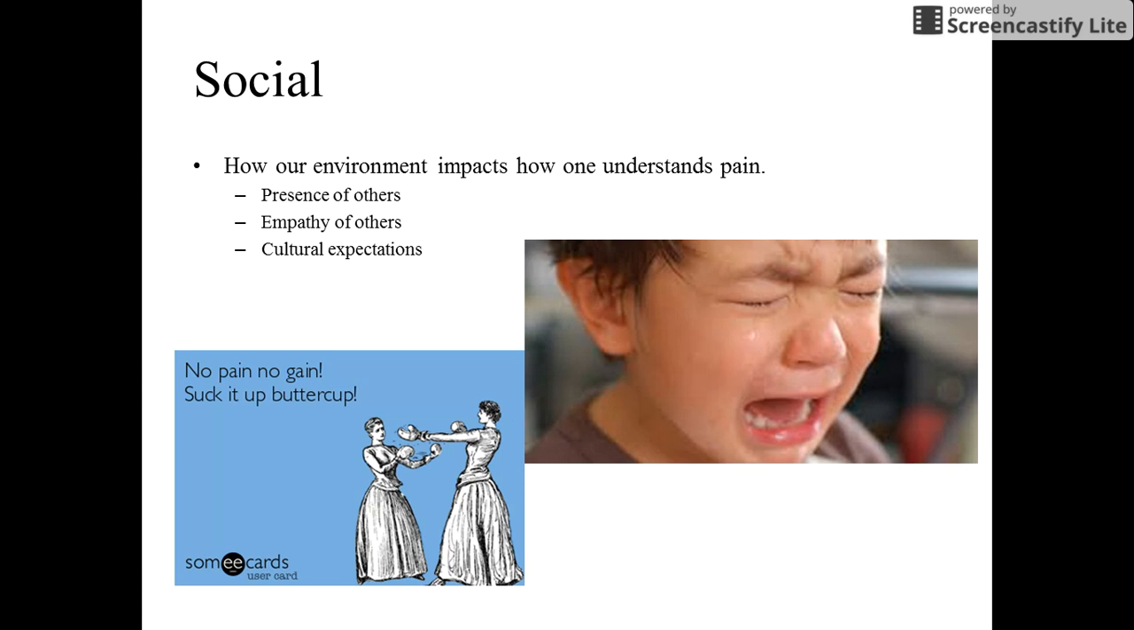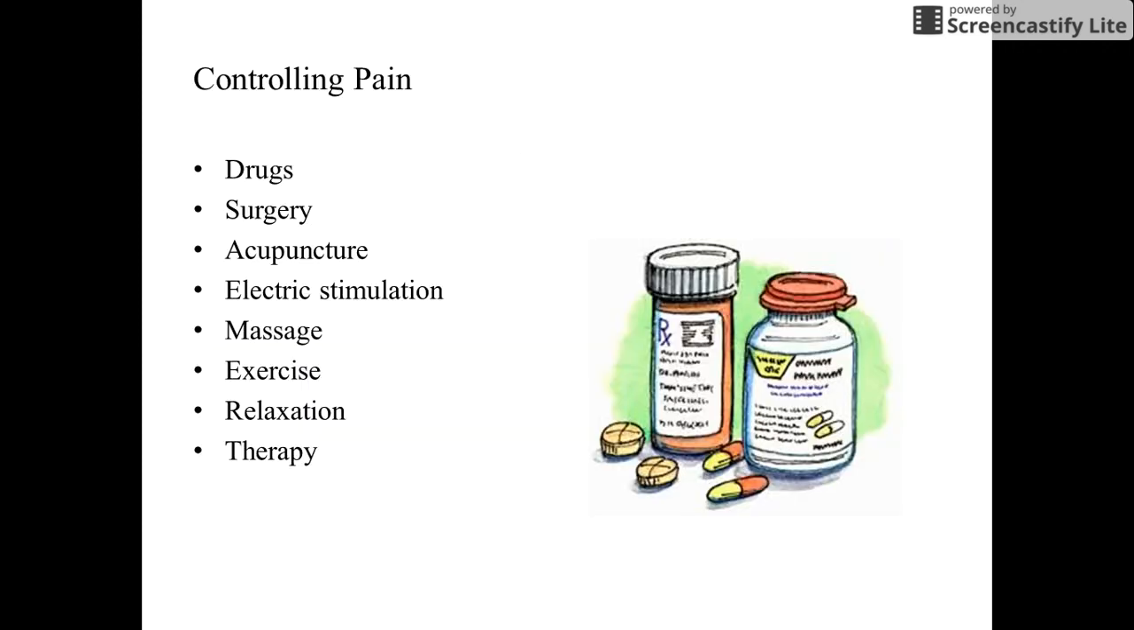Social factors have a big impact on understanding pain. How our environment impacts how one understands pain. The presence of others: maybe you're in a large crowd, so you don't want to experience or feel the pain. Empathy from others can cause you to feel the pain. People understand you, so now you're more willing to accept the pain. And cultural expectations. Okay, no pain, no gain. Suck it up, buttercup. People are not expected to experience pain and cry in public.